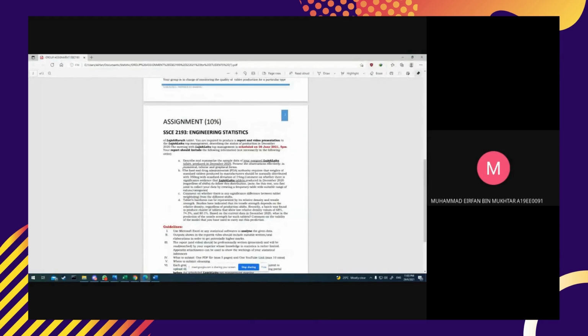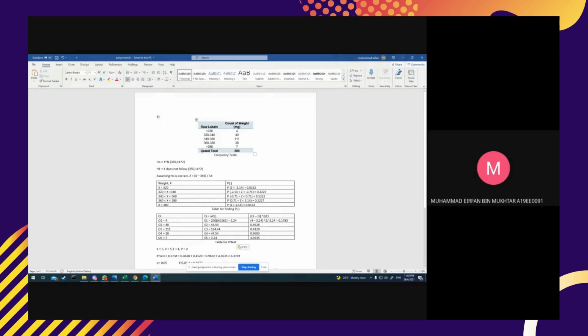Okay, for this task B, it says that the Food and Drug Administration (FDA) authority requires that weight of standard tablet produced by manufacturer should be normally distributed with mean 350 mg with standard deviation of 40 mg. It requires us to comment on whether there is significant evidence that Lajak Laku tablets produced in December 2020 do follow this normal distribution. So first, we build a frequency table from the set of data given by using Excel.